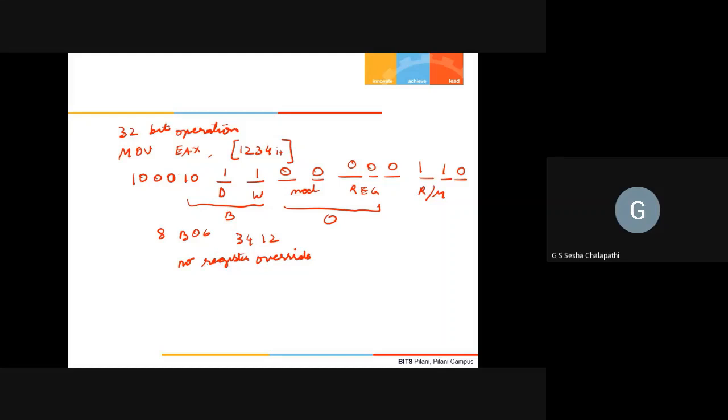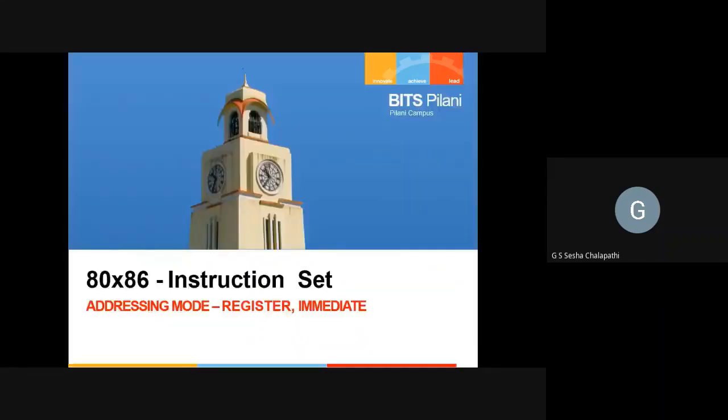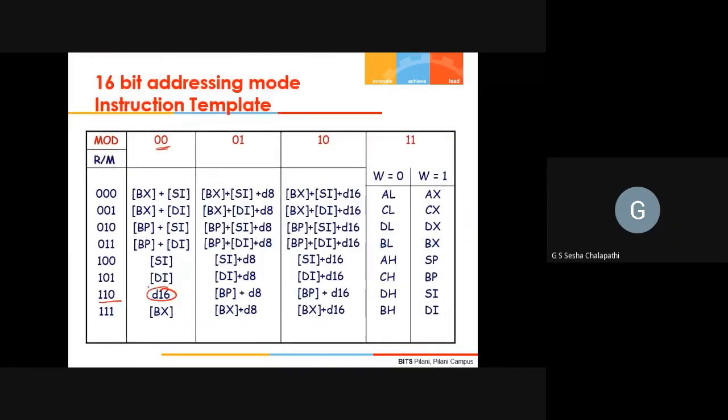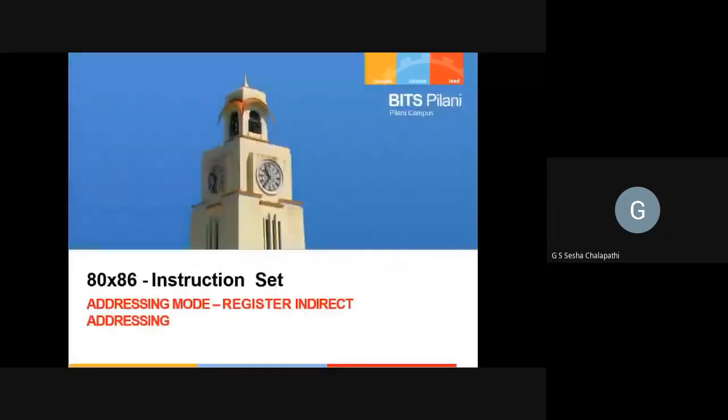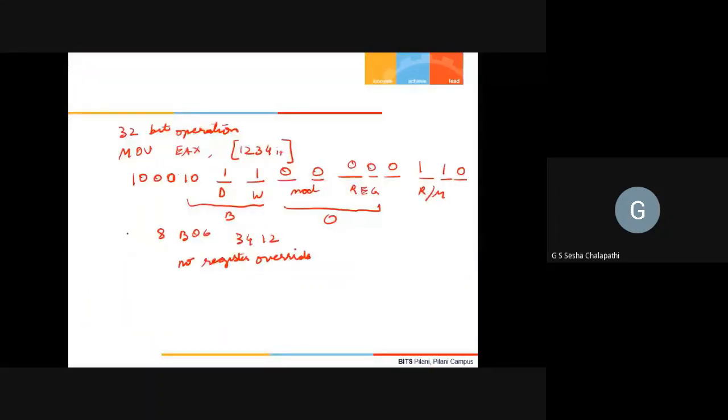However, the addressing mode that you have used is a 16-bit addressing mode. Why? Because you have picked up your D16 from here, not D32. Therefore, in this case, you will have an address override. This is called an address override because you are using a 16-bit addressing mode instead of a 32-bit addressing mode.